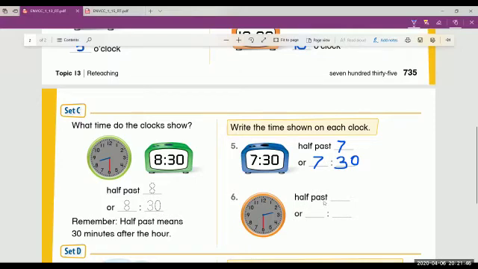Half past what? Where is the hour hand? Look, the hour hand is between 2 and 3. Between 2 and 3. So here, 2. So that hour hand we say 2. Half past 2. Okay. Or 2:30. Okay.